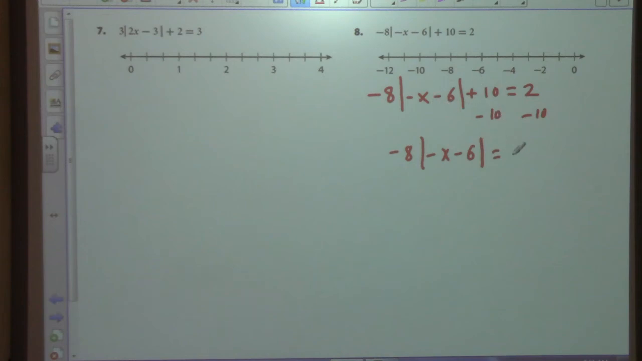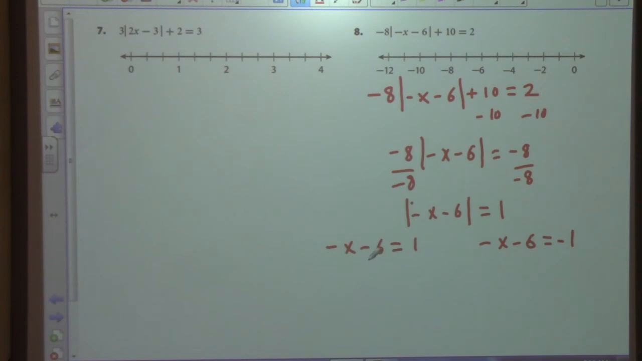Well, anyway, we get -8 here, right? And then divide by -8, we get 1. So we get negative x minus 6 equals 1. So we get two equations out of this. Negative x minus 6 is equal to 1, and negative x minus 6 is equal to negative 1.